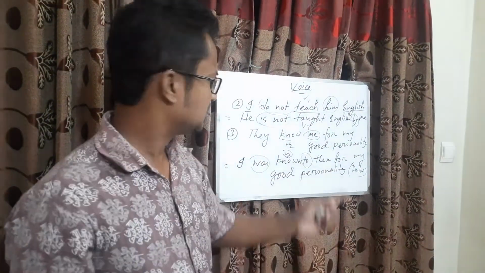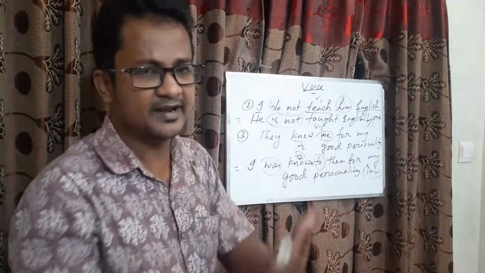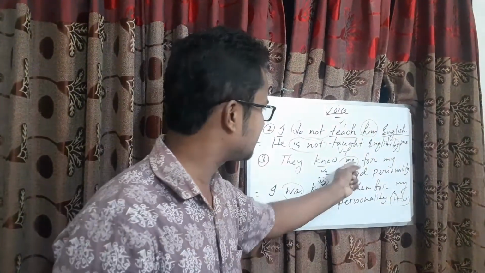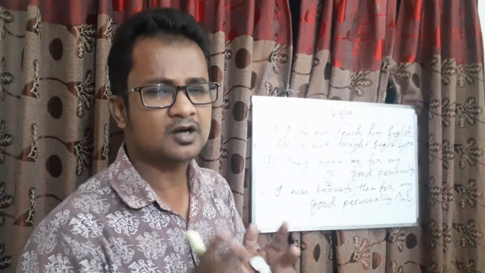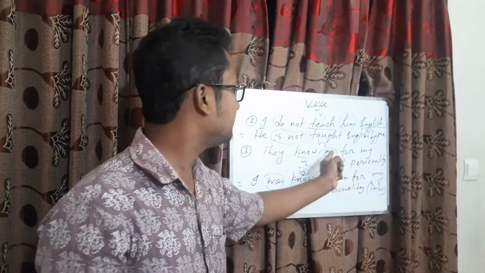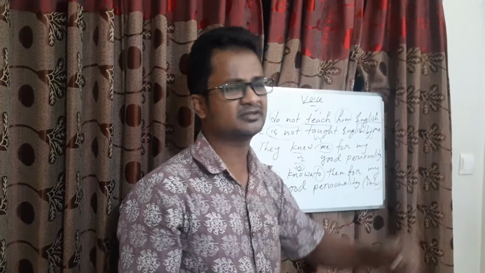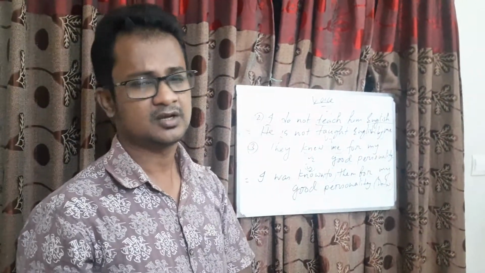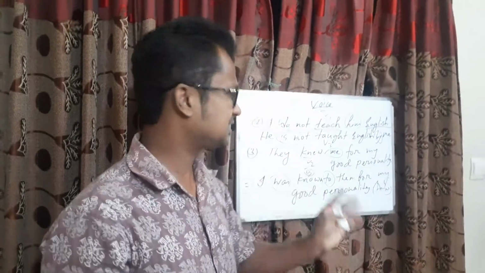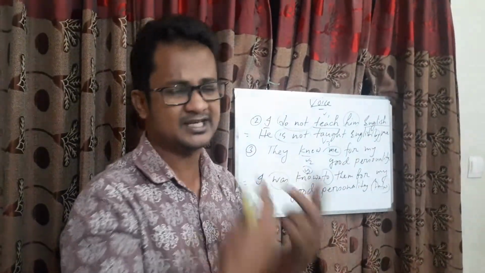So they knew. Whom they knew? They knew me. So it's an object because I have got the answer, or because after the main verb there will be the object. So me is an object, and for my good personality is an extension. So think about the object, not the extension, because the extension will come later.